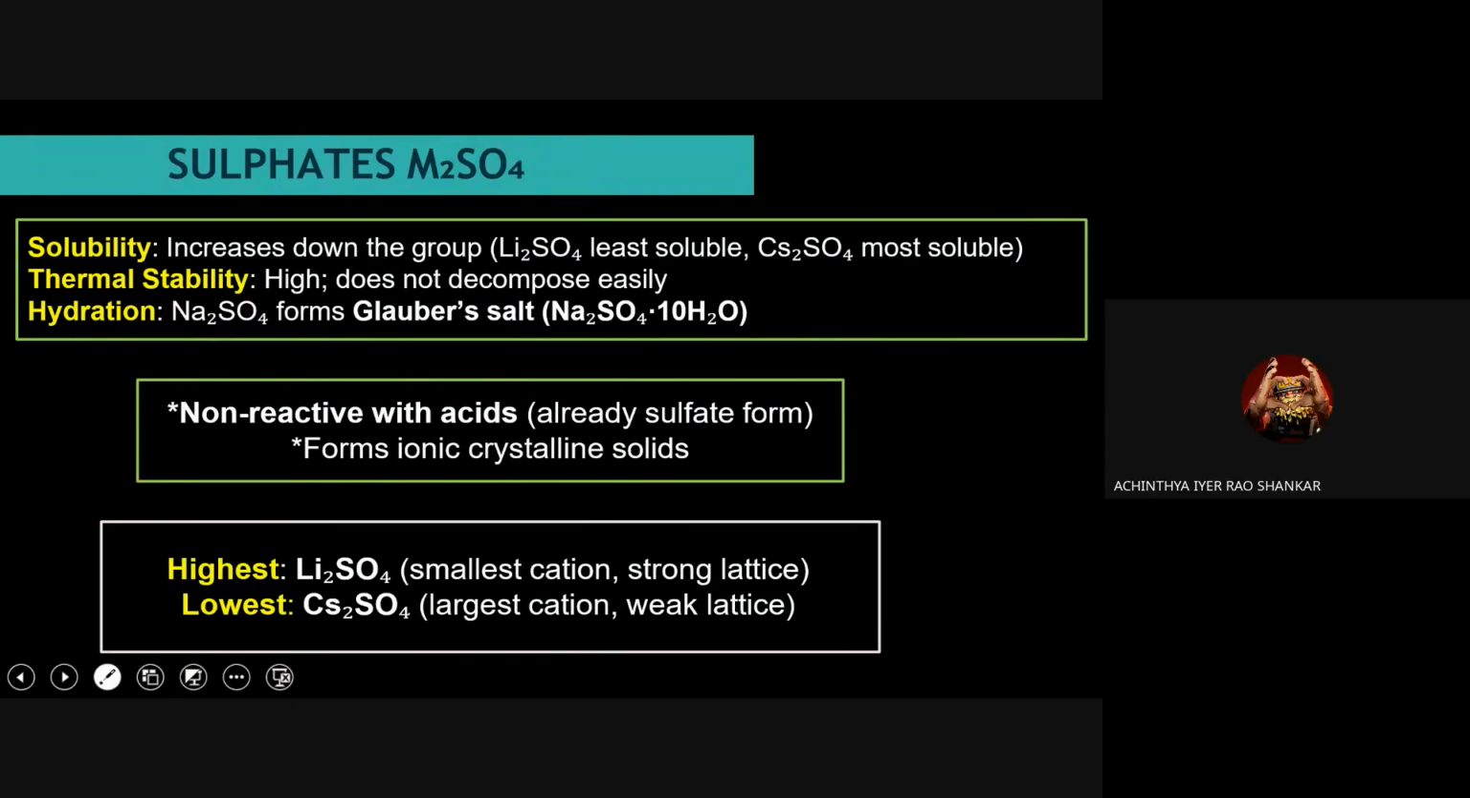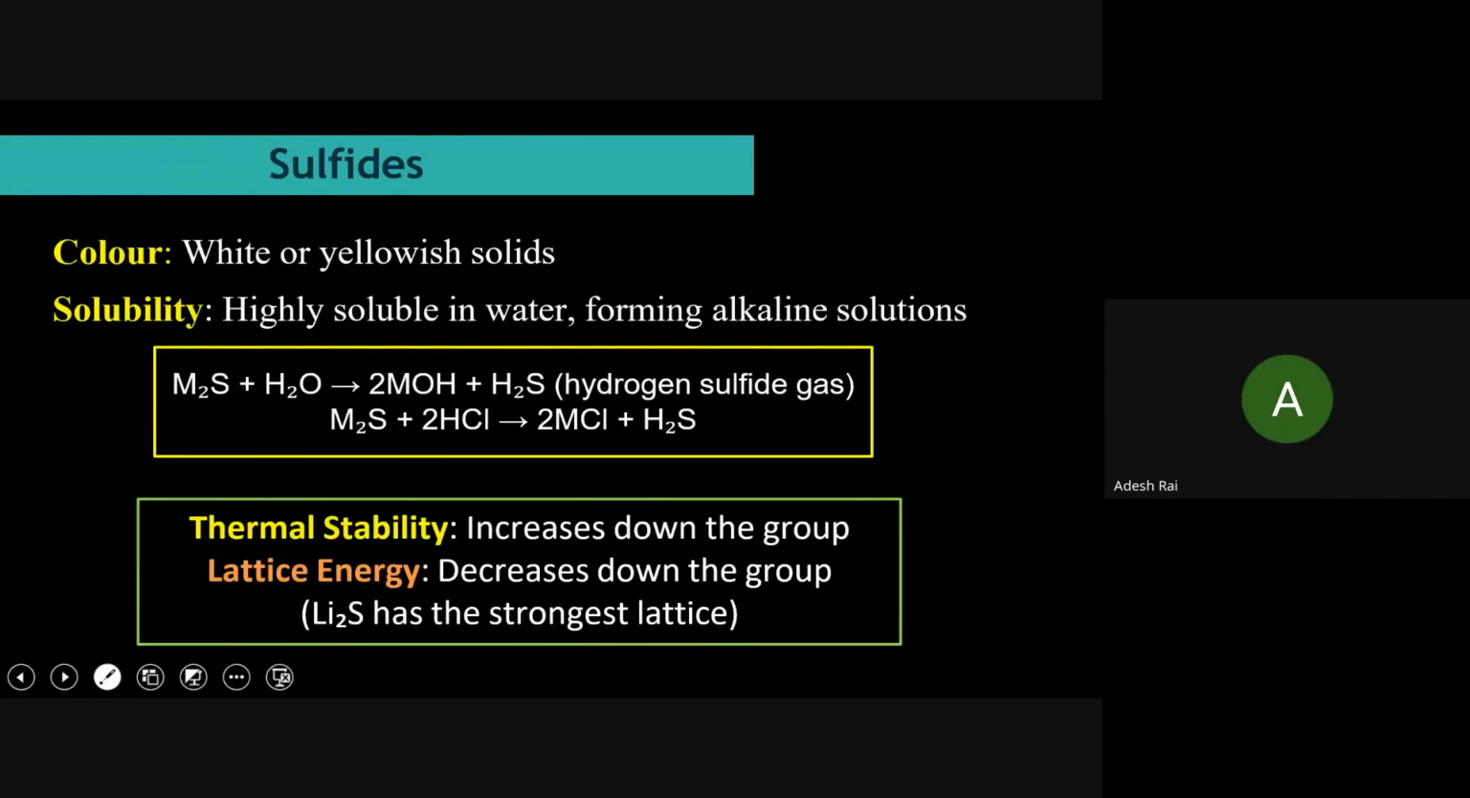Okay. Now, in sulfides, what is the color? They are white or yellowish solids, highly soluble in water, forming alkaline solution. What do we mean by alkaline solution? Basic solution they will form. How will they form a basic solution? You can see the reaction over there. When metal sulfides react with water, we get metal hydroxide and hydrogen sulfide gas. Now this metal sulfide, if it is treated with HCl, what do we get?